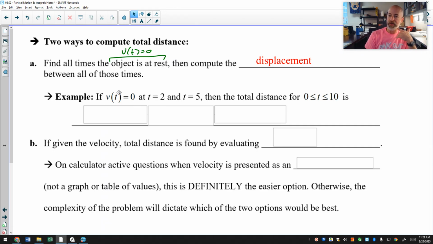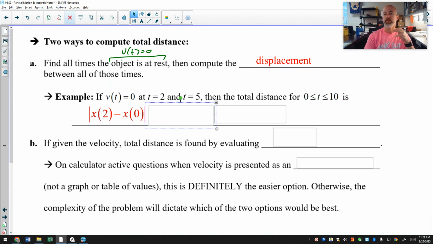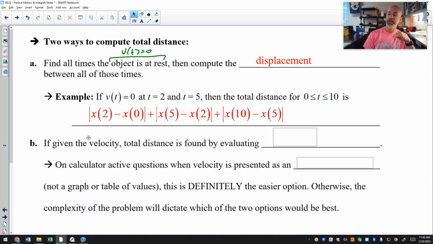So for example, if we find out that the velocity is equal to 0 at 2 and 5, then for the total distance from 0 to 10, well, we go from 0 to 2, we take a break, we go from 2 to 5, we take a break, then we go from 5 to 10. We need to find the displacements on all of those intervals. And so it would be x of 2 minus x of 0, and then we add to that the distance traveled from 2 to 5, and then we add to that the distance traveled between 5 and 10.